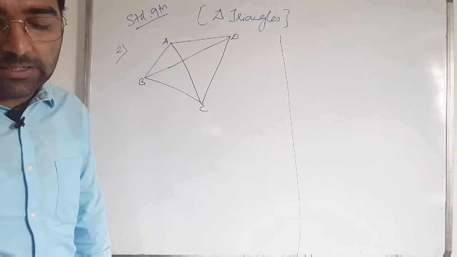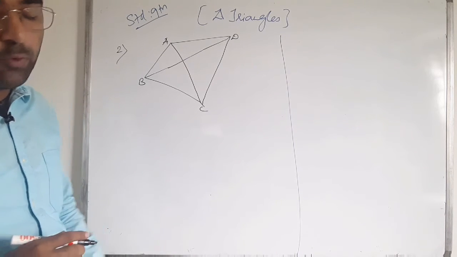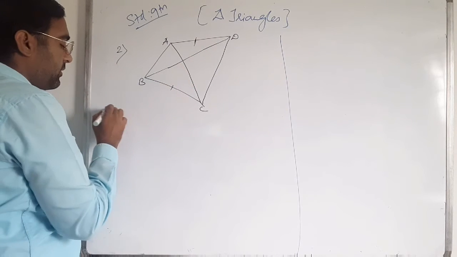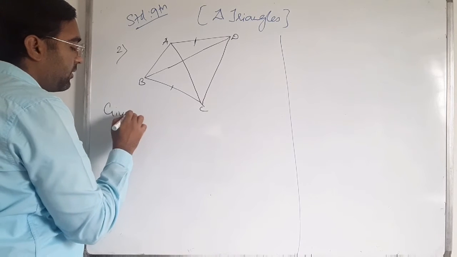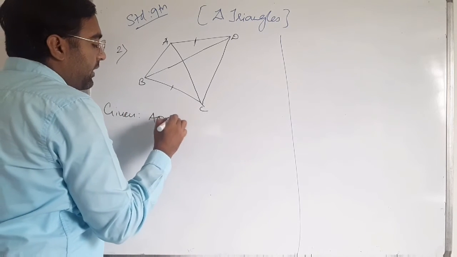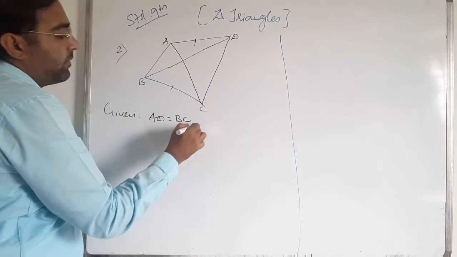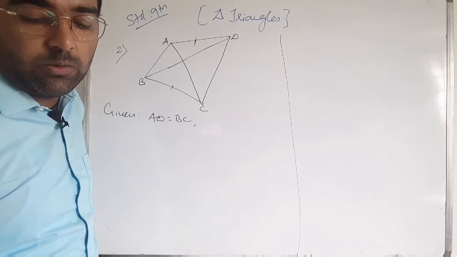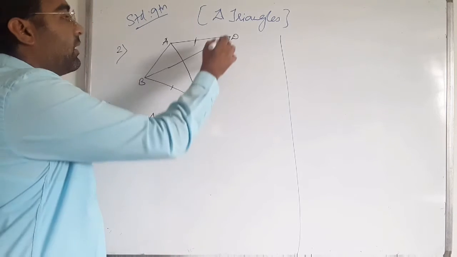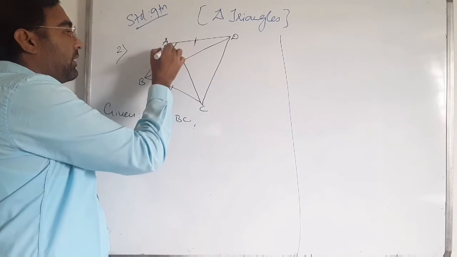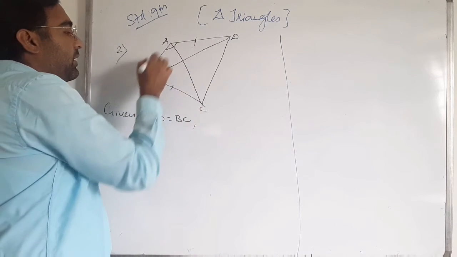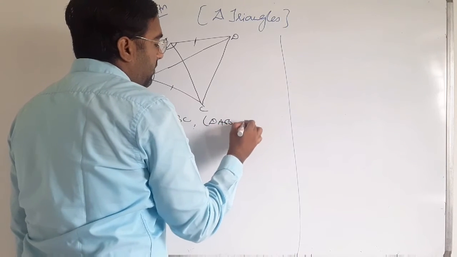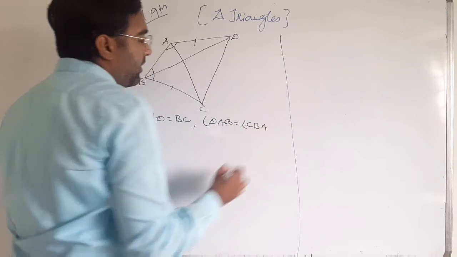ABCD is a quadrilateral in which AD is equal to BC. That is given. Second thing, angle DAB is equal to angle CBA. Angle DAB, this angle, is equal to angle CBA, this angle.